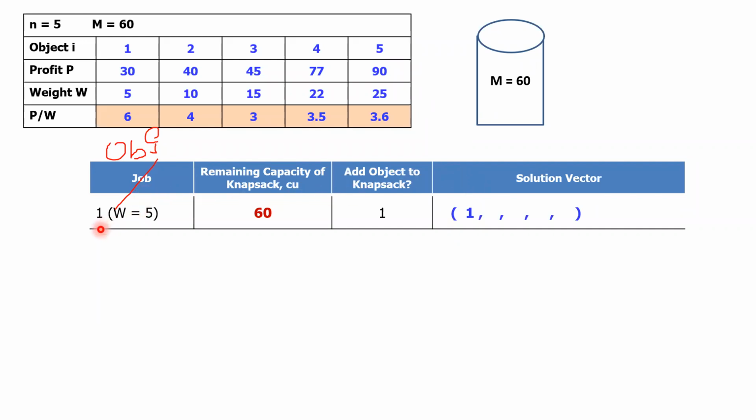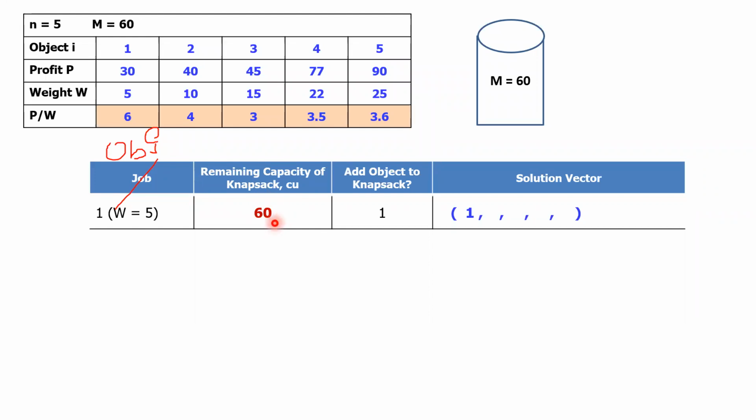So I'll start filling the bag by first choosing the first object, whose weight is 5 kilos. What is the remaining capacity of the knapsack? It is 60, because initially the bag will be empty. So remaining capacity of the knapsack will be equal to M, which is equal to 60.